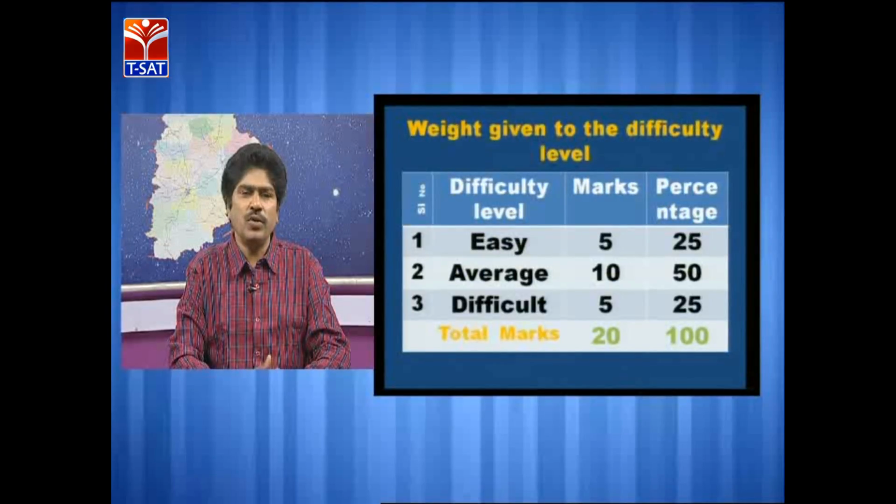And observe, this is one weightage chart that shows difficulty level. In this, we have three types of questions: easy questions, average questions, and difficult questions. And marks: easy questions for 5 marks, average questions 10 marks, difficult questions 5 marks. In this way, total marks will be 20.